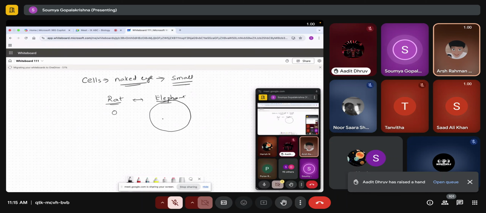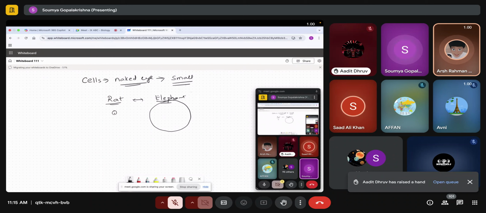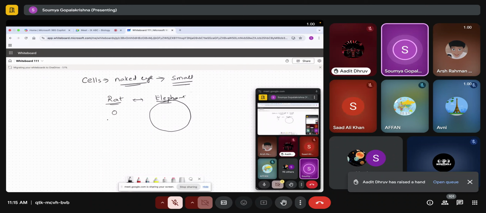No, ma'am. It won't vary in size. It's just the number of cells. Yes, so the size remains the same, but the rat will have comparatively fewer cells and elephants have more.